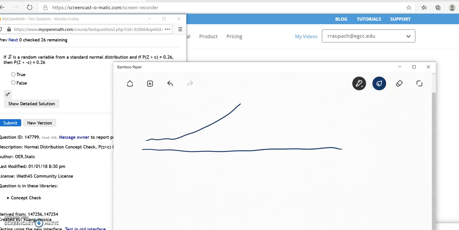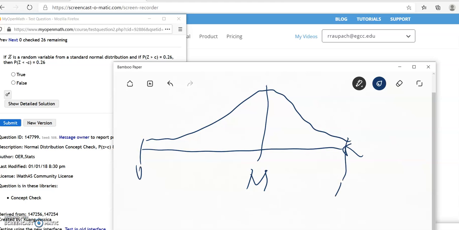If we have the area under the curve, the mean would go here, as we know from prior things, and the area under the curve is 1. So if we start here at 0, we end here at 1, or we start at 0 and end at 100% if we're doing percentage.